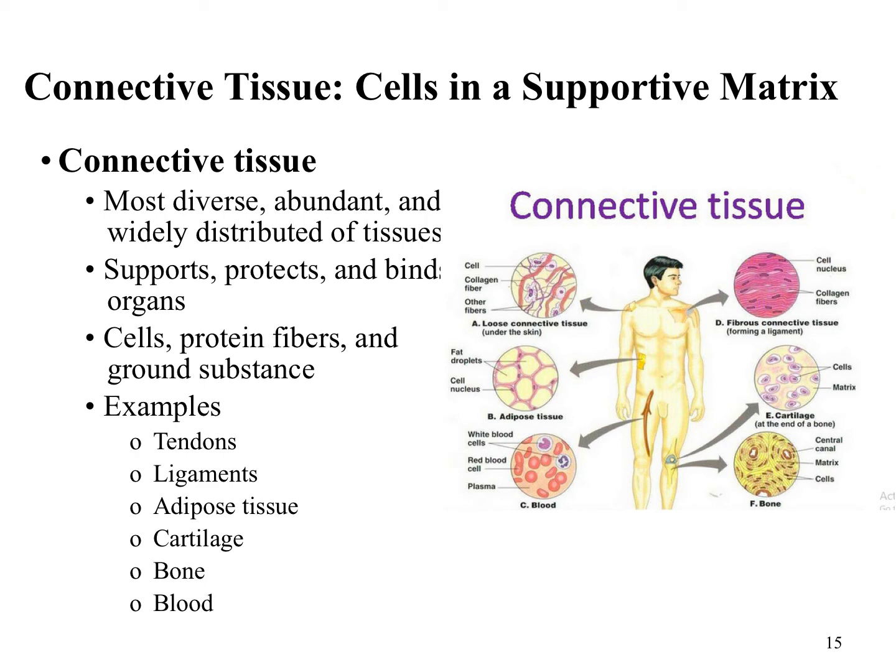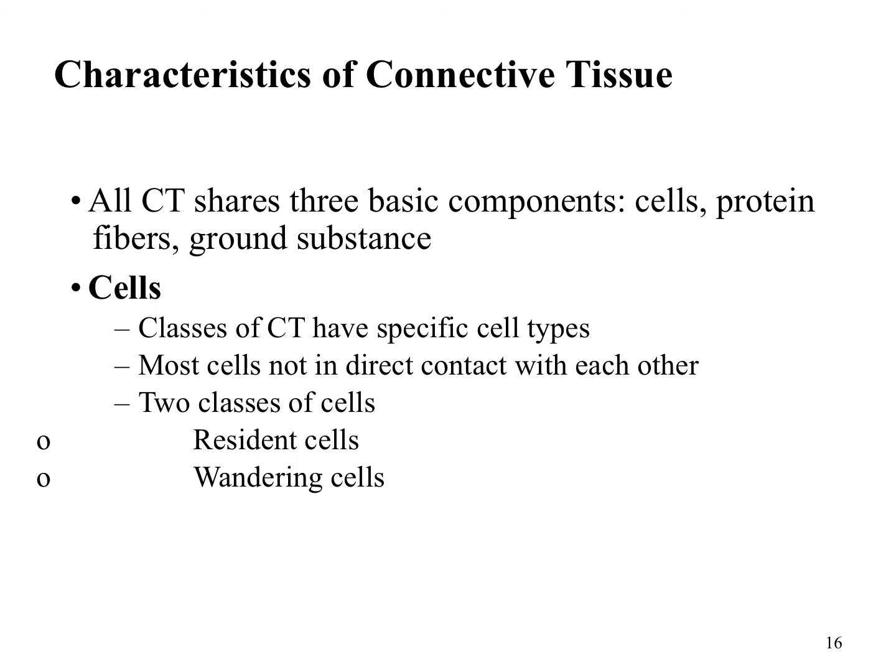It has to do with the makeup of that ground substance that separates the cells apart from one another. So all connective tissue shares 3 basic characteristics: cells, protein fibers, and ground substance. The cells. Some cells can stay in the same area, what we call resident cells, or they can be wanderers. They can move around.